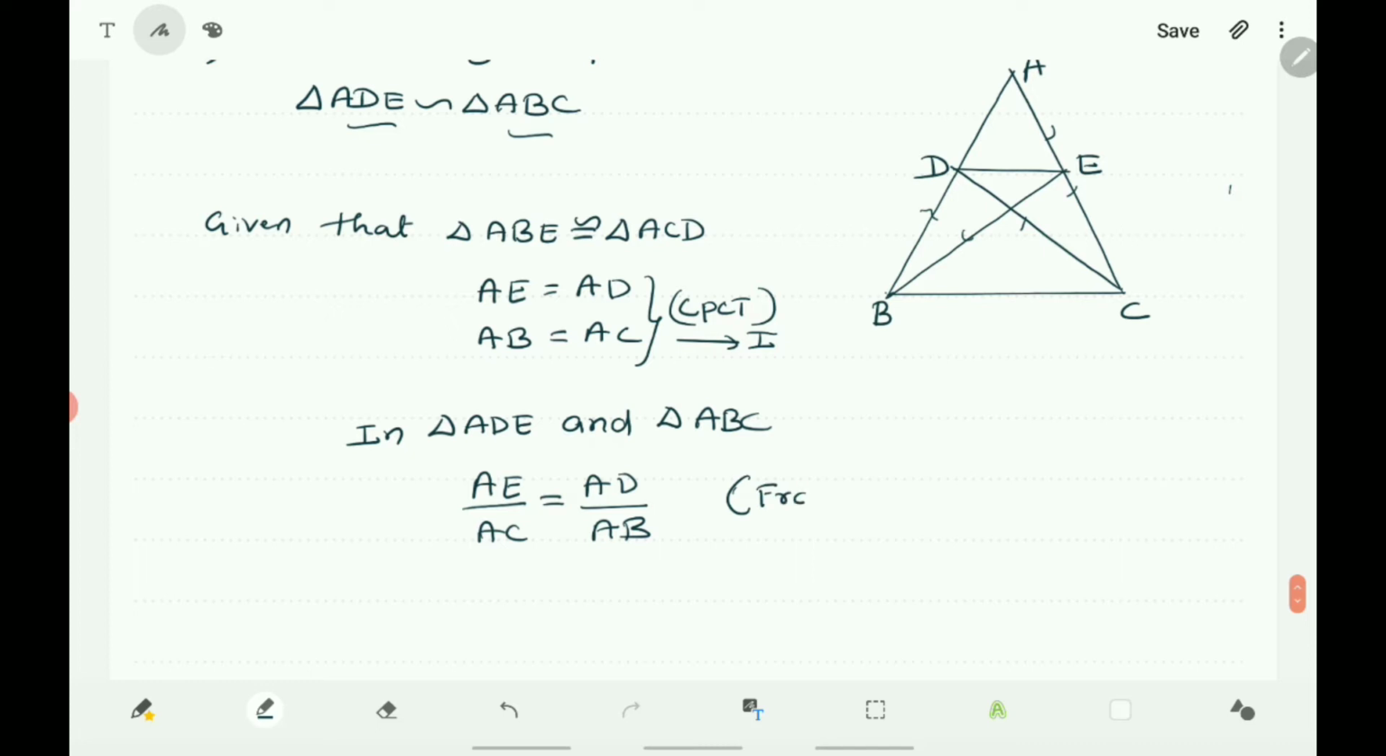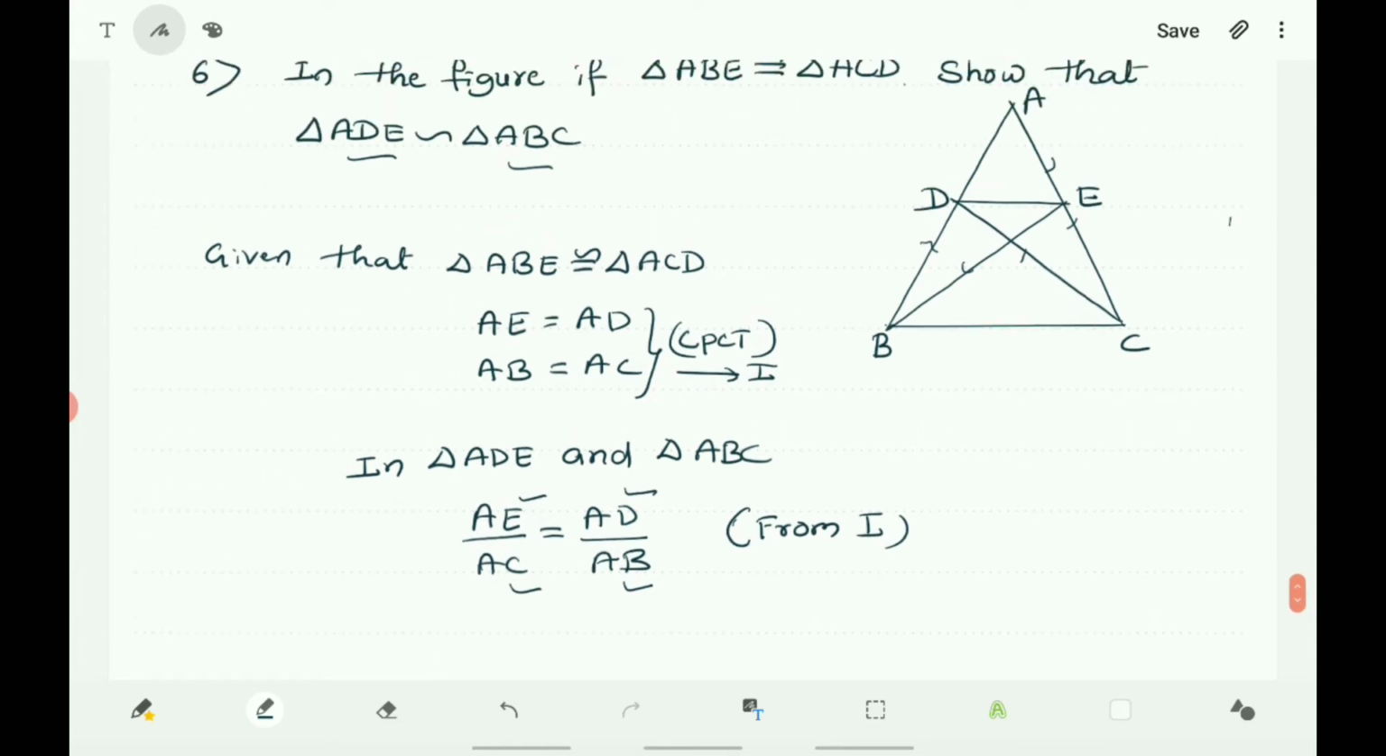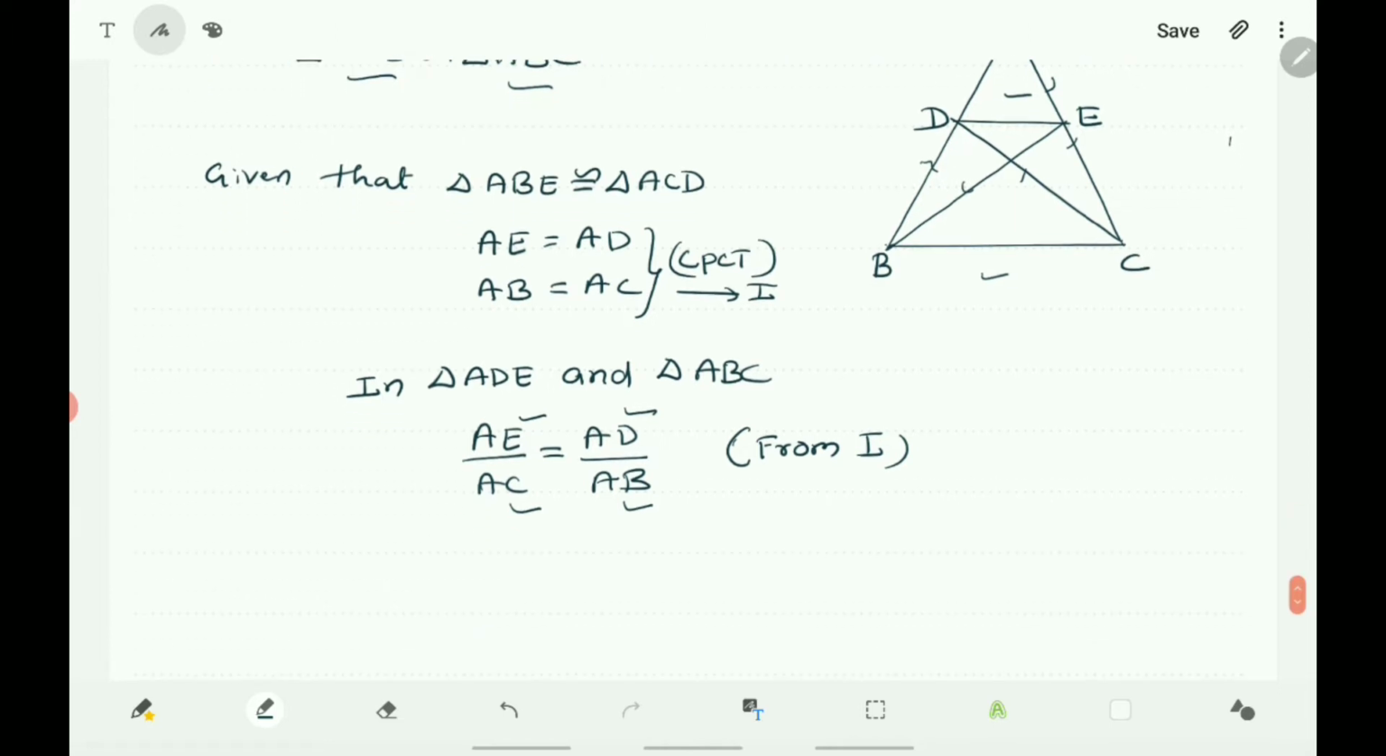What is the reason you can give here? From first. Here you know that AE is equal to AD. AC is also equal to AB. Naturally the ratio AE by AC equals AD by AB. Here numerator also equal and denominator also equal, and the ratio becomes equal here. And also you know that angle A is the angle of both the triangles. Angle A is the angle of triangle ADE, and also angle A is the angle of the triangle ABC. Therefore you can write angle A is equal to angle A.